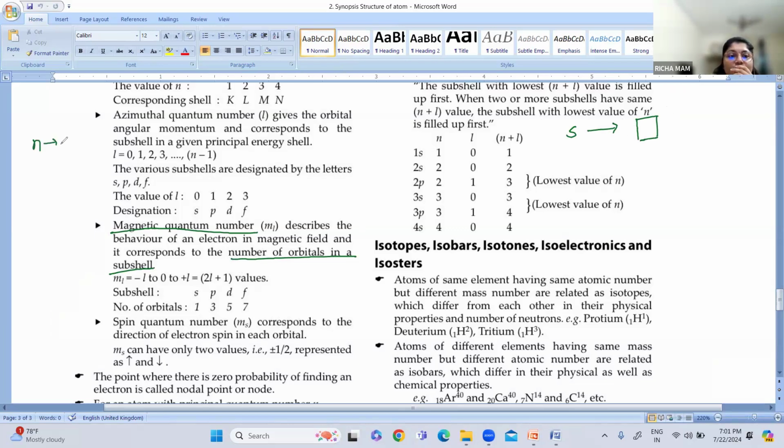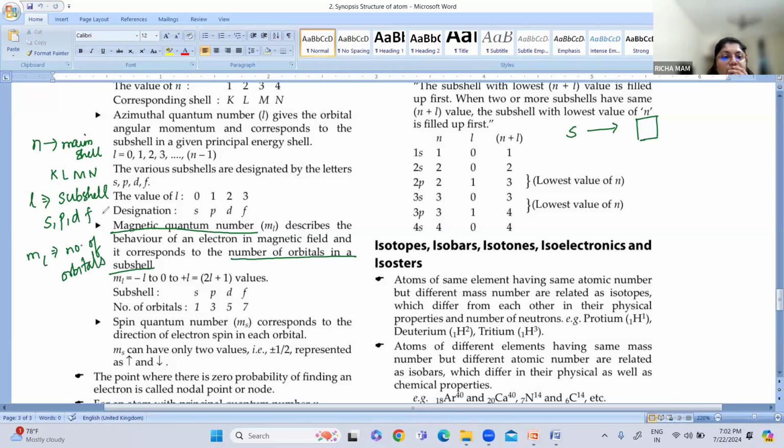N represents the main shell, that is your K, L, M, N. Then L is your azimuthal quantum number. It represents the subshell. Which are the different subshells? S, P, D, and F. Then m is your magnetic quantum number. Magnetic quantum number describes the number of orbitals.